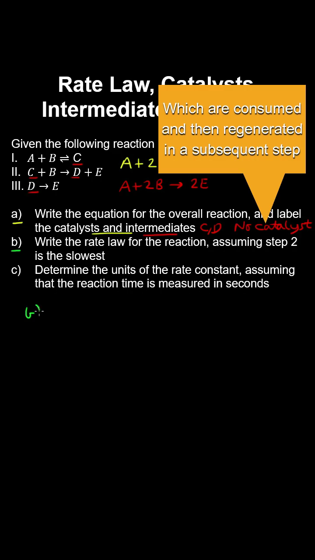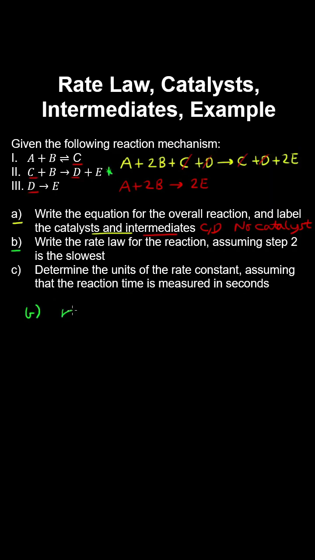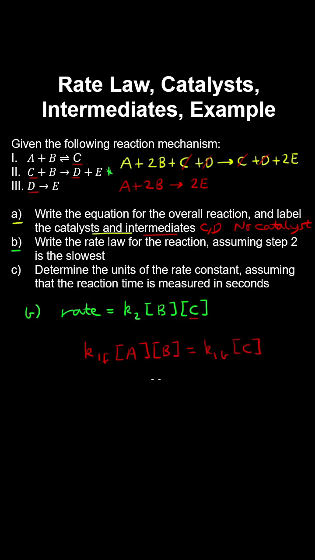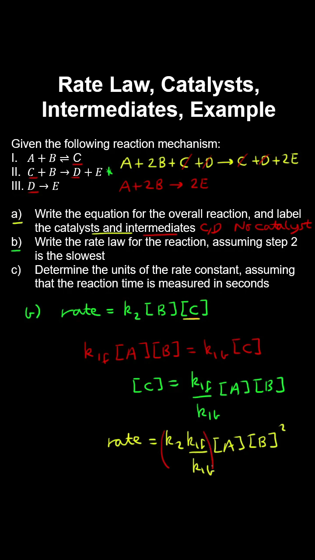Now write the rate law for the reaction, assuming step 2 is the slow step. So we can write the rate law as follows. And this is not our final rate law because C is an intermediate. So here we'll use the pre-equilibrium approximation because the first step is faster. And now we can solve for the concentration of the intermediate and then substitute this into the rate law. And this here is just another constant.